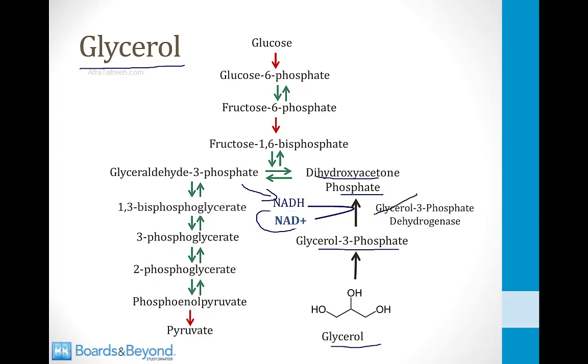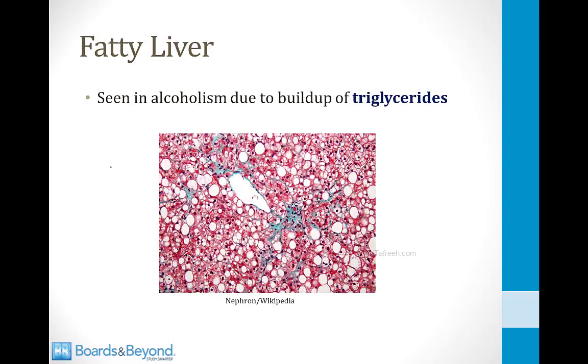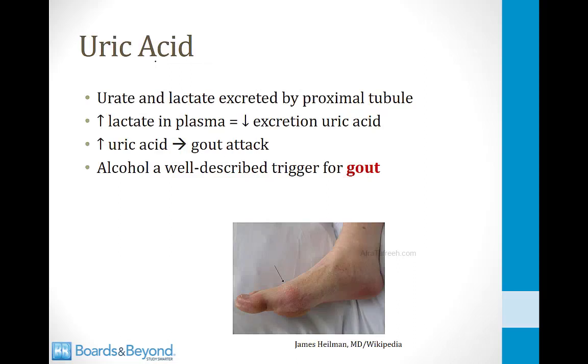This means that this step will not occur, and therefore you will have high levels of glycerol 3-phosphate, and glycerol 3-phosphate can be combined with fatty acids to form triglycerides. So this is why you get high levels of triglycerides in the liver cells of patients who are alcoholics. So the result of all this distorted fatty acid metabolism is the fatty liver that is seen in alcoholism. This is a picture of a biopsy of a patient with fatty liver, and it occurs in alcoholism due to buildup of triglycerides through all the mechanisms we have discussed on the last few slides.